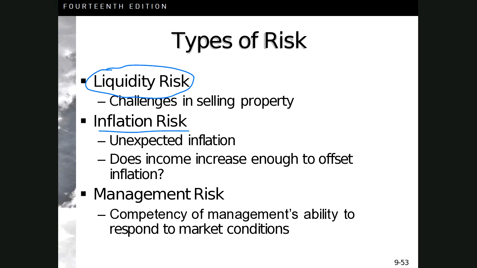And then on top of that, we have inflation risk. There might be unexpected inflation coming up. So is the income able to increase enough to offset the inflation? Are you able to somehow increase your rent, your lease? So yes, John Littler is basically saying that it's a 3-3 split between the buyer and seller agents, and together it's 6%.